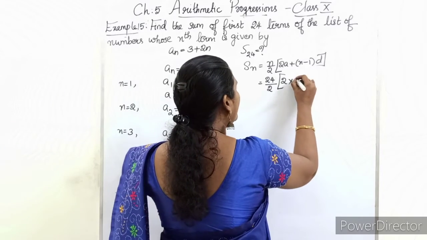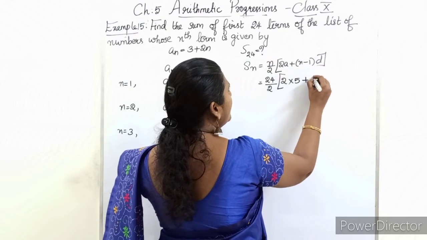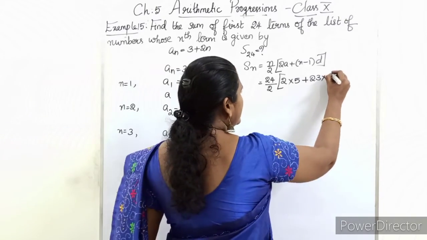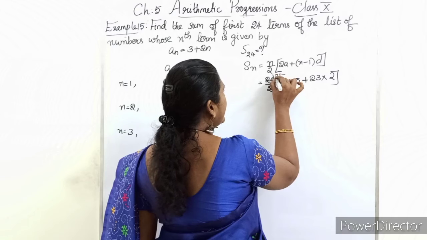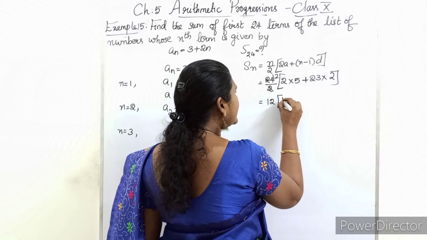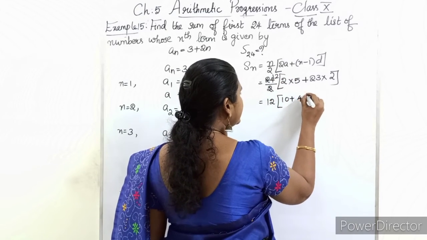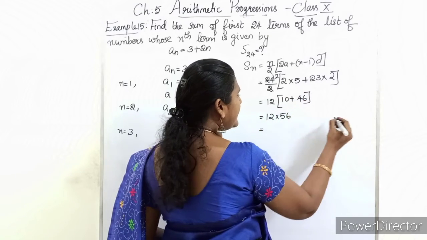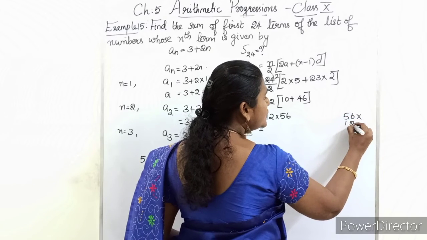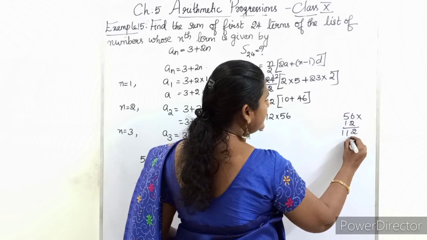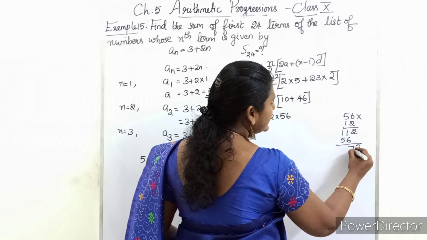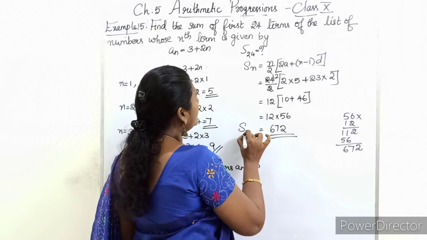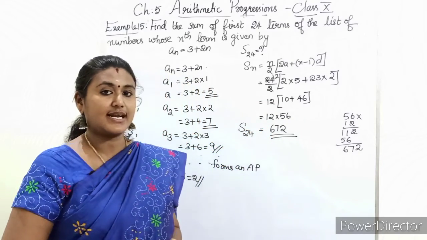So 2 into 5 plus 24 minus 1, that is 23, into the value of d, which is equal to 2. So now we will simplify. Here we can cancel. So 12 into 10 plus 46. So you will get 56. We will multiply this 56 into 12. So the answer is 672. So S24 is equal to 672.